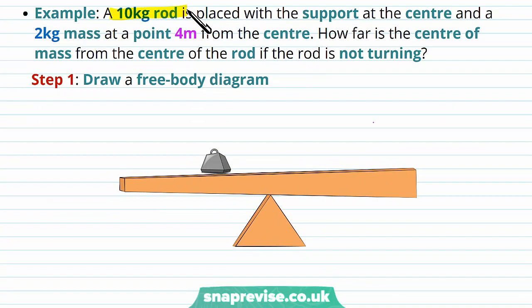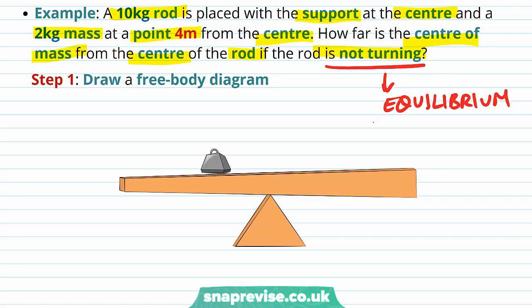A 10 kilogram rod is placed with the support at the centre and a 2 kilogram mass at a point 4 meters from the centre. How far is the centre of mass from the centre of the rod if the rod is not turning? So if the rod is not turning, we know it's in equilibrium.